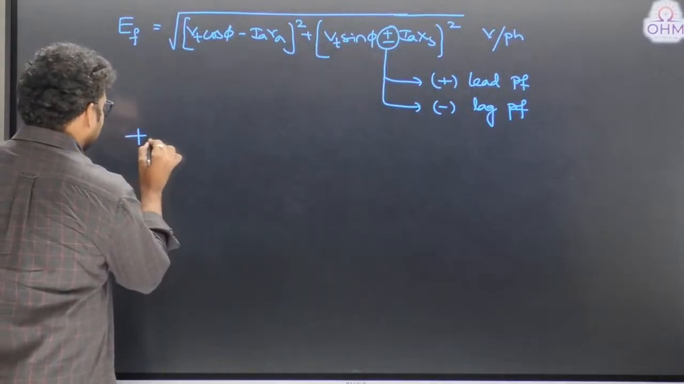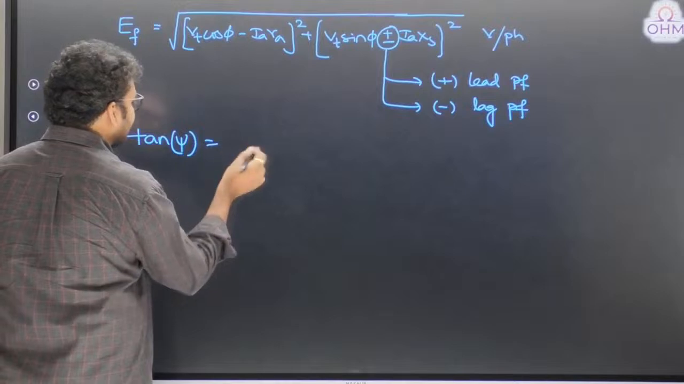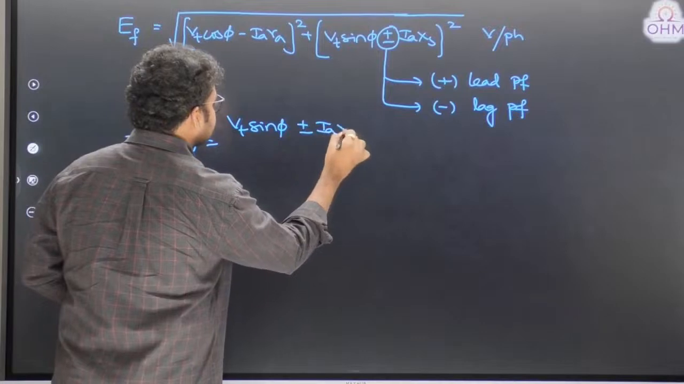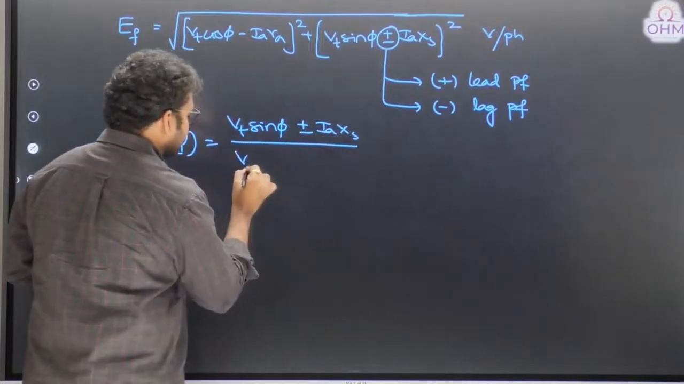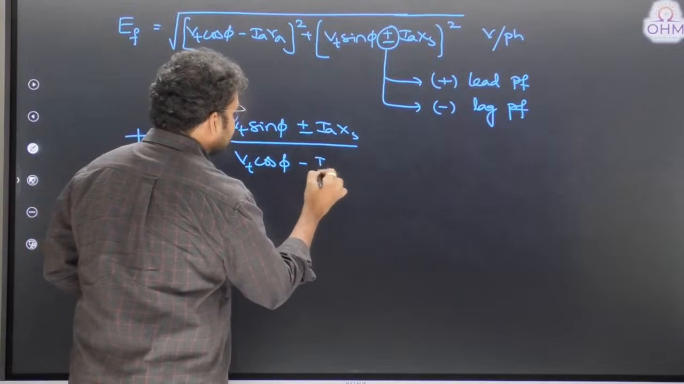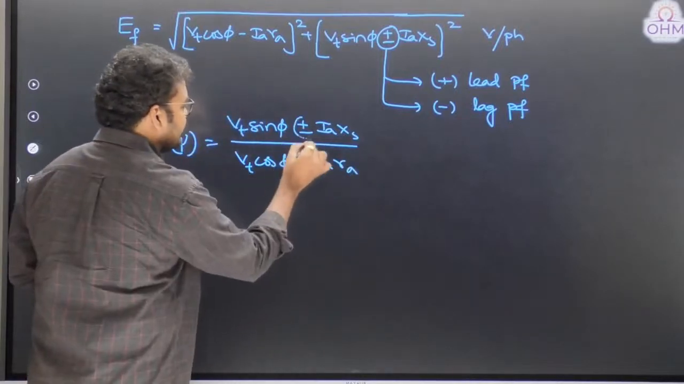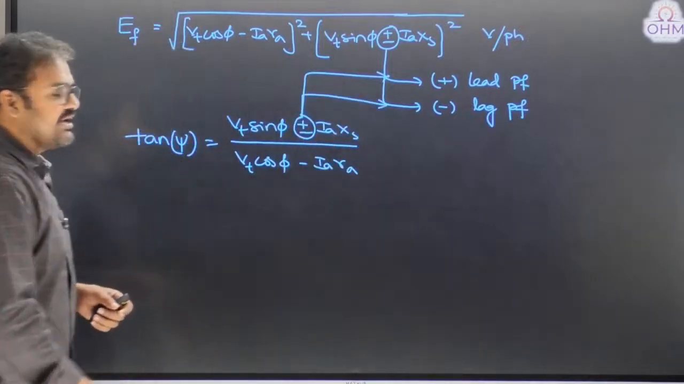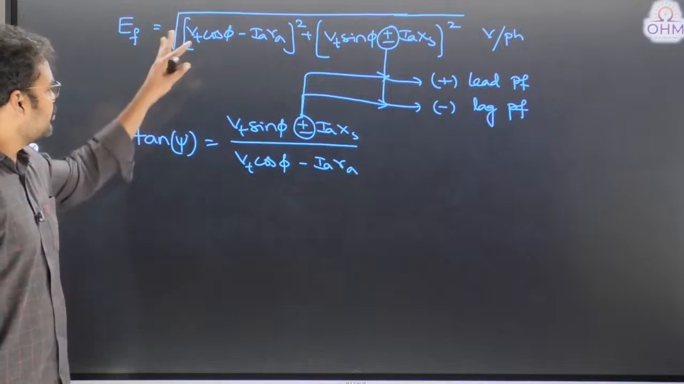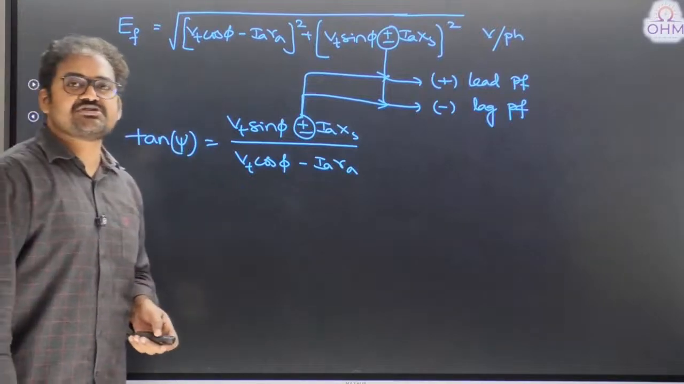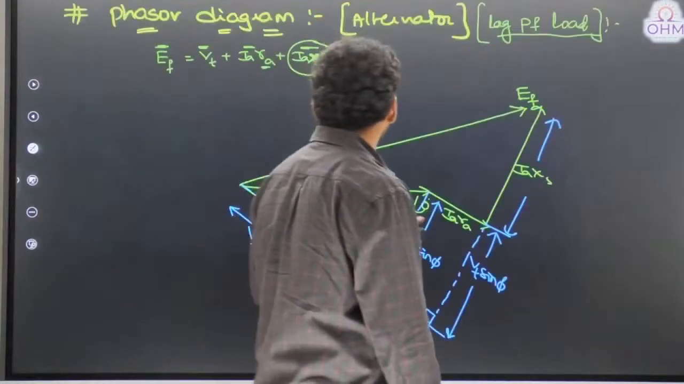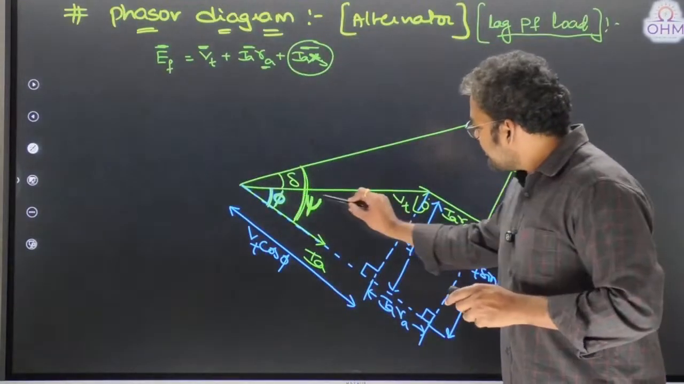Also the tan psi formula. What is tan psi? Same formula like previous case: Vt sin phi plus or minus IaXs divided by Vt cos phi minus IaRa. Once again, plus is the sign we will use for leading, minus is the sign we will use for lagging. This is a simple formula, two formulas you need to remember so that you can answer any question related to phasor diagrams.